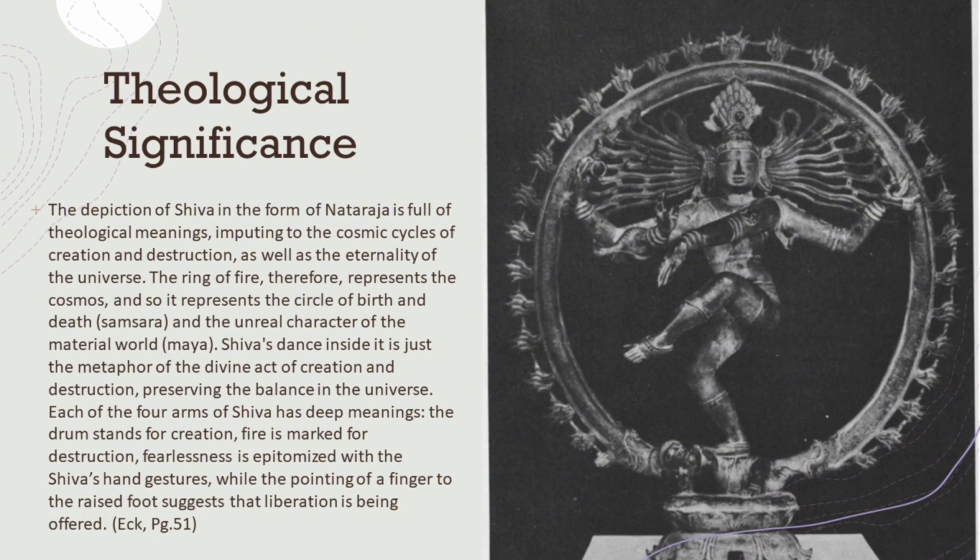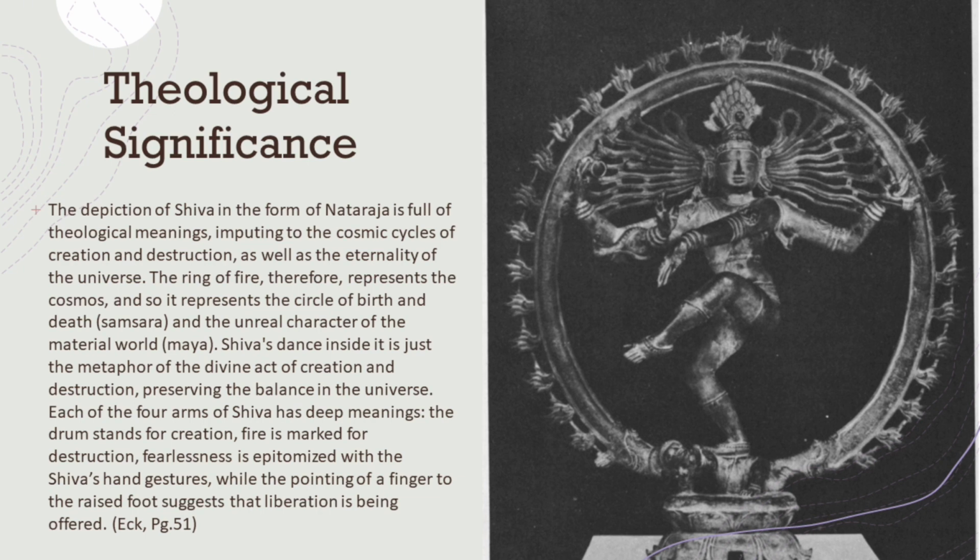The depiction of Shiva in the form of Nataraja is full of theological meanings, pointing to the cosmic cycles of creation and destruction, as well as the eternality of the universe. The ring of fire therefore represents the cosmos, and so it represents the circle of birth and death, and the unreal character of the material world. Shiva's dance inside it is just a metaphor of the divine act of creation and destruction, preserving the balance in the universe. Each of the four arms of Shiva has deep meanings.